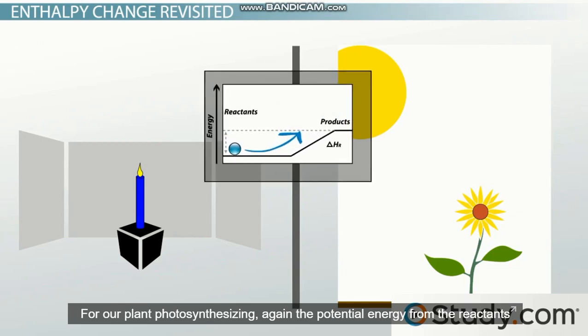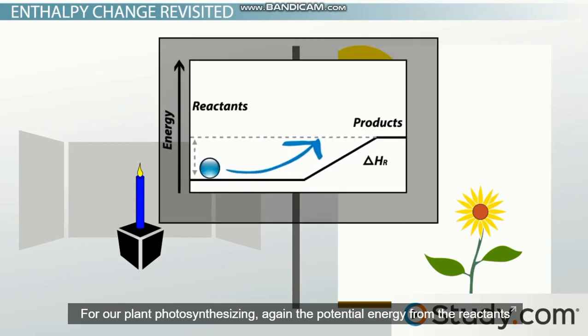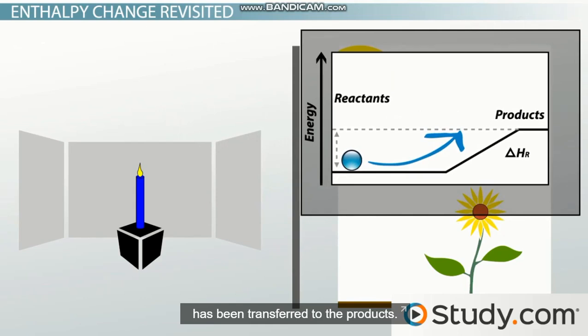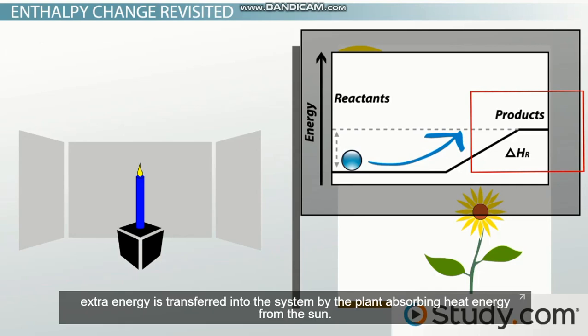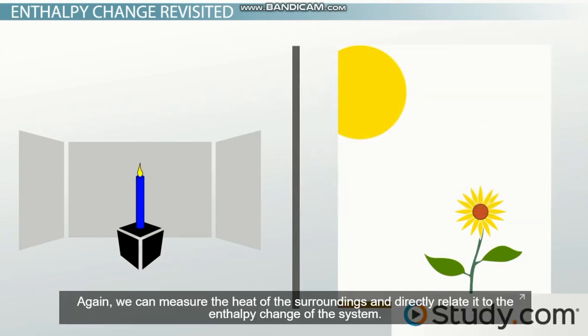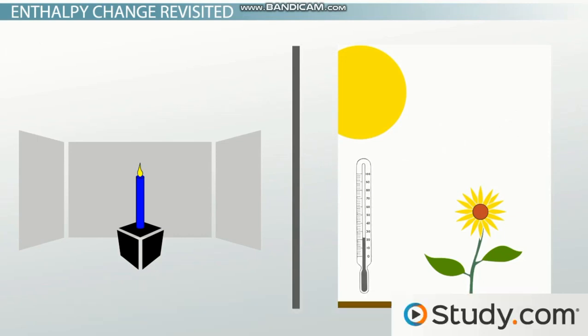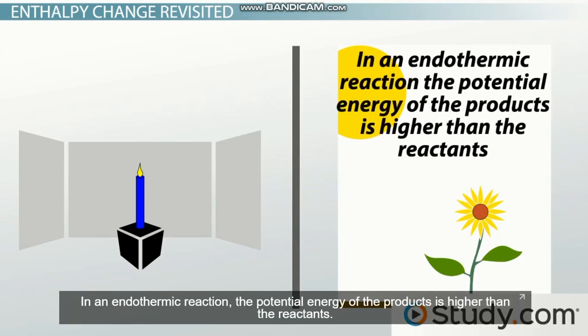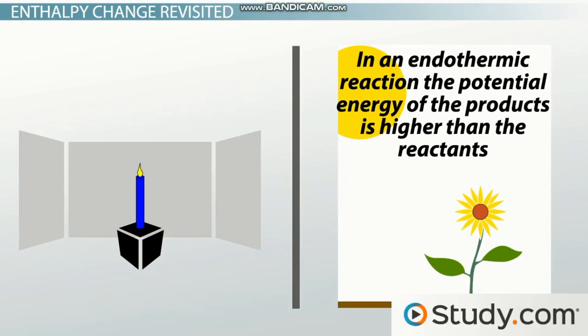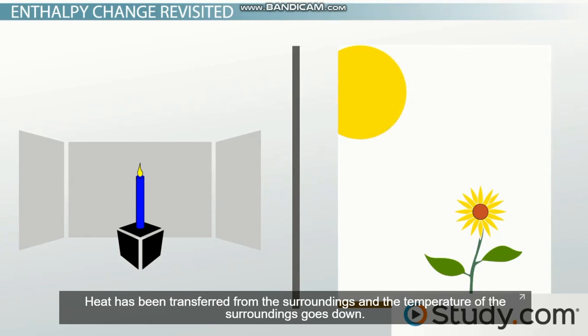For our plant photosynthesizing, again the potential energy from the reactants has been transferred to the products. But this time the products are at a higher energy. Extra energy is transferred into the system by the plant absorbing heat energy from the sun. Again, we can measure the heat of the surroundings and directly relate it to the enthalpy change of the system. In an endothermic reaction, the potential energy of the products is higher than the reactants. Heat has been transferred from the surroundings, and the temperature of the surroundings goes down.